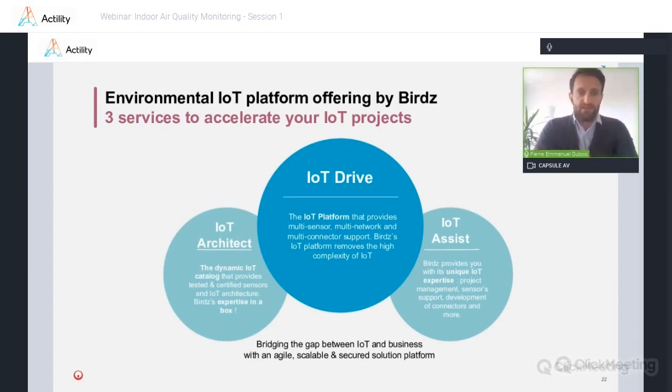The second brick, the left-hand side, is the IoT Architect, which is an online dynamic IoT catalog that gathers all devices, connectivity protocols, and software applications available per country for a given project. It helps you basically design a high-level architecture for your IoT project according to your project requirements. And the last brick on the right-hand side is the IoT Assist. So that's the human engineering and business support to design and drive the development of a project.